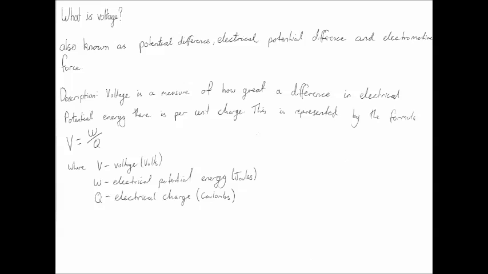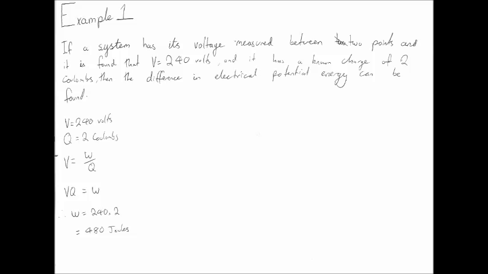charge between 2 points. This is summarized in the formula of V for voltage is equal to W for the potential energy over Q for the units of charge. For my first example, I have a system and it has a voltage measure between 2 points of 240 volts and a charge of 2 coulombs.